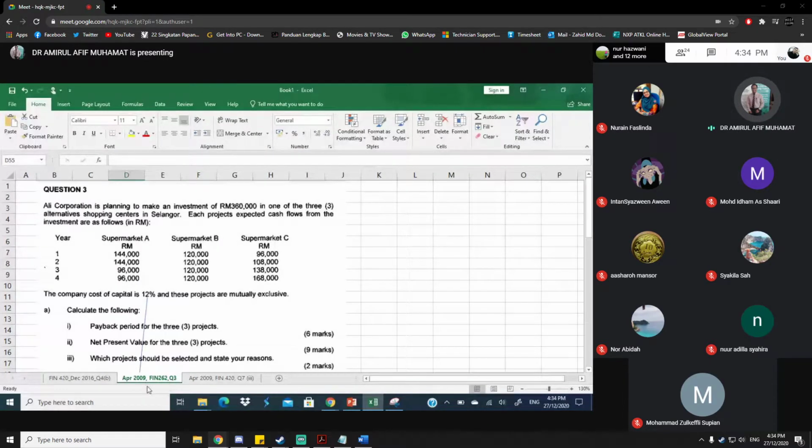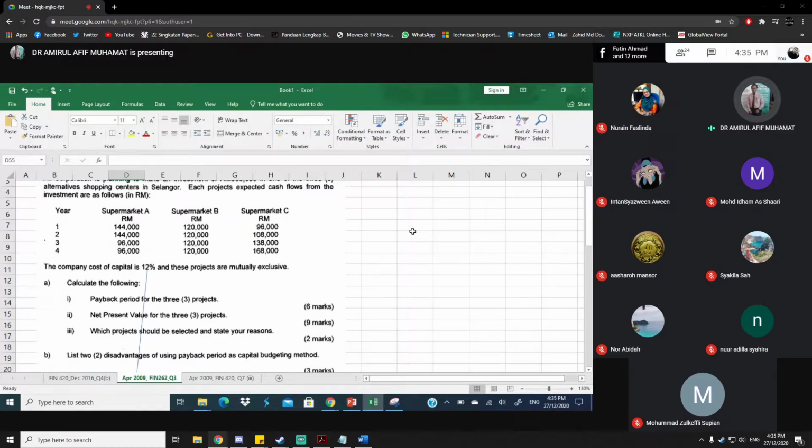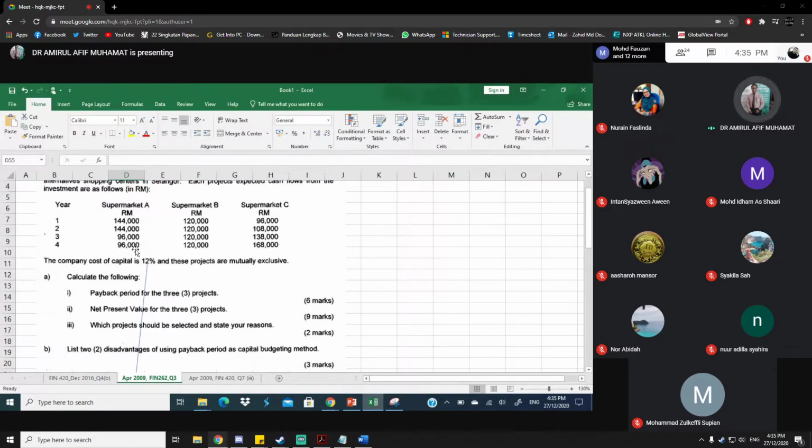Okay, this is from April 2009, FIN 262, question 3. If you look here, there are 3 projects: supermarket A, supermarket B, supermarket C. The company wants to invest in opening up a supermarket. So the investment outlay or initial outlay costs 360,000. If you look here, you notice supermarket A has uneven cash income, B is an annuity, C is again uneven.